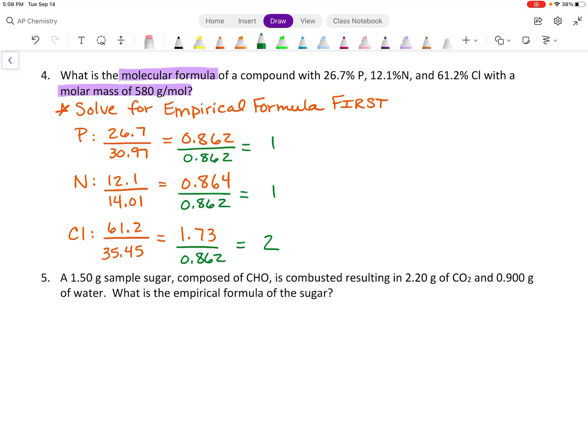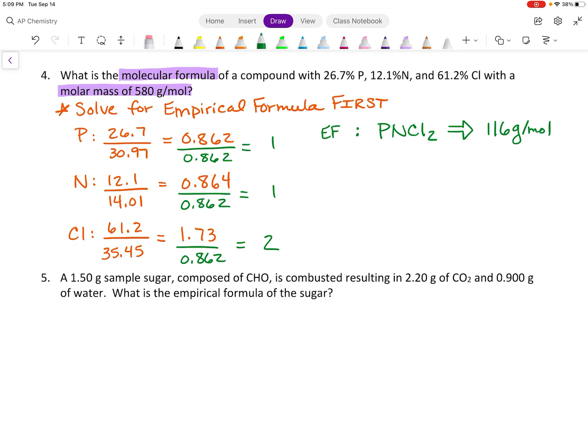So now we have an empirical formula, I'm going to write that as EF for empirical formula. It's going to be PNCl2. I want to find the mass for this. So just like we find molar mass, we add up the mass of nitrogen plus phosphorus plus 2 times the mass of chlorine. And I found that that was 116 grams per mole. I probably rounded that when I did it.